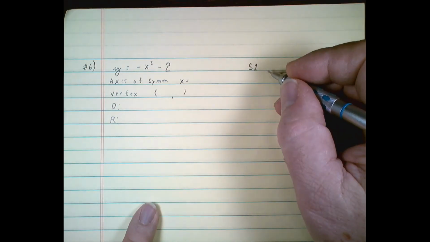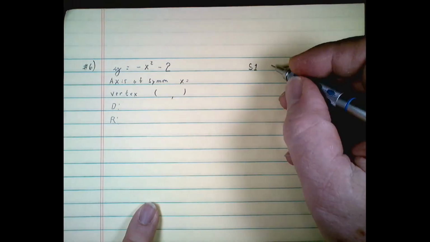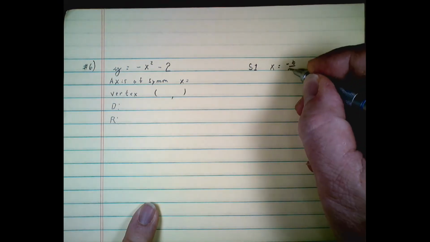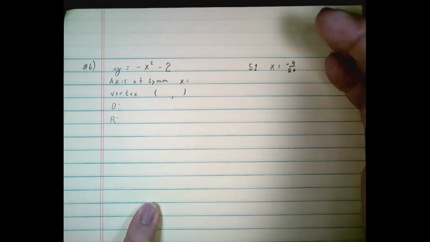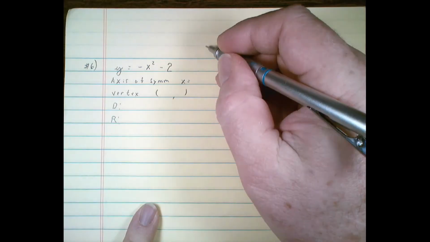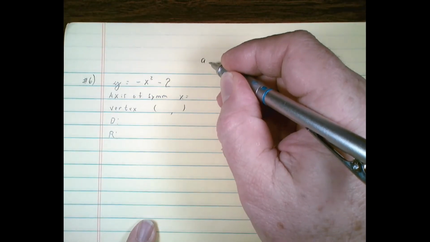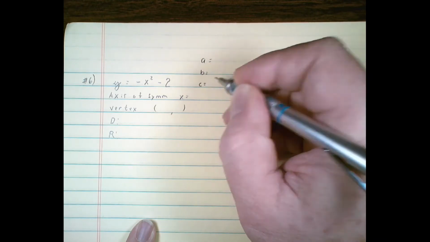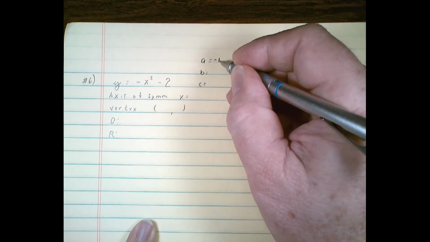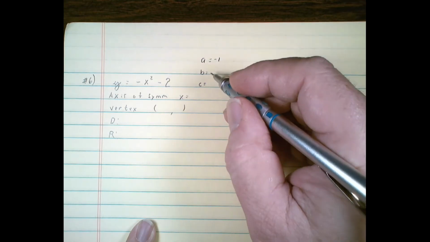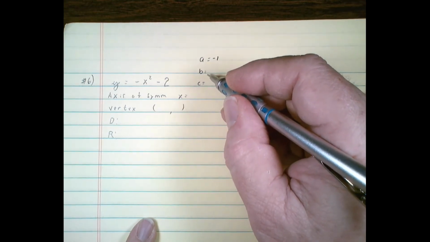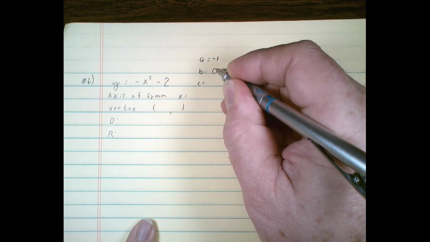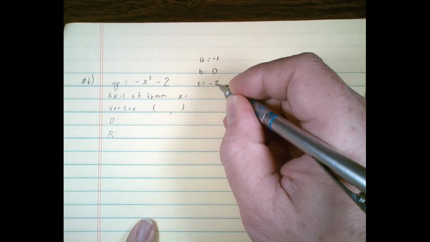We need to find the axis of symmetry, and we're going to use x equals negative b over 2a. Okay, so off of this problem here, we need to know what a and b equals, and let's go ahead and write c. All right, a is a negative 1. B, remember, that's the number in front of the variable to the first power. I don't see it, so it's 0. And c is a negative 2.